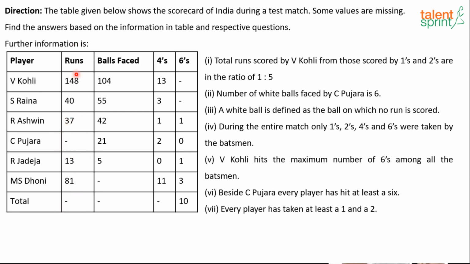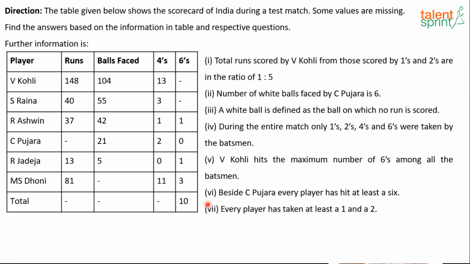Total can be very easily taken as the sum of all these values. Then we have the number of balls faced by each of these players, 104, 55 and so on. The number of balls faced by Dhoni is missing. Then we have the number of fours scored by each of these players and the number of sixes by each of these players. Again, a few values are missing here, and the total is also given for the number of sixes.